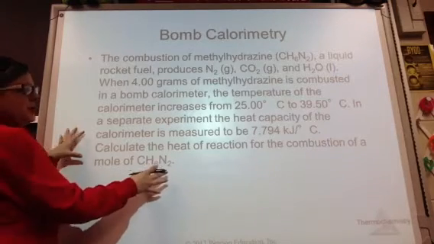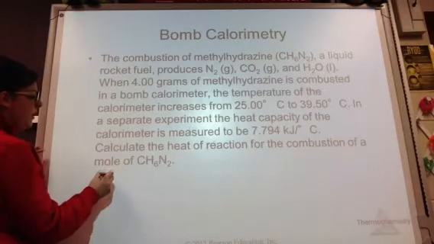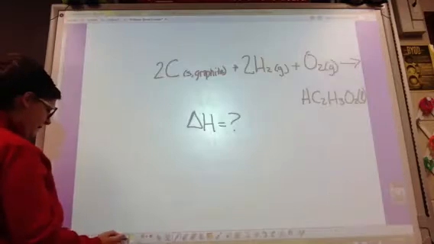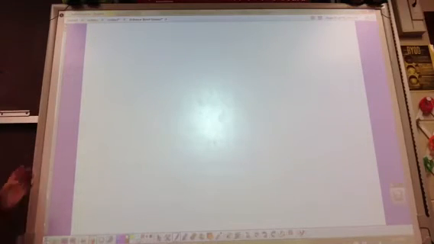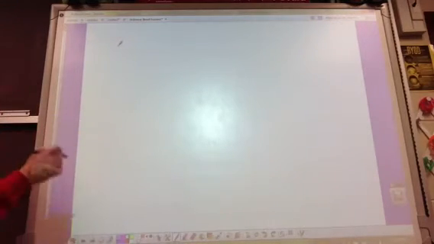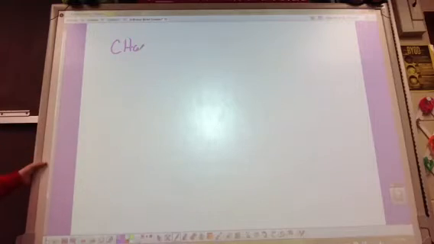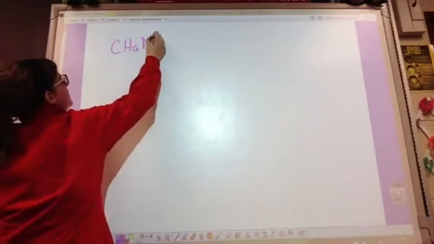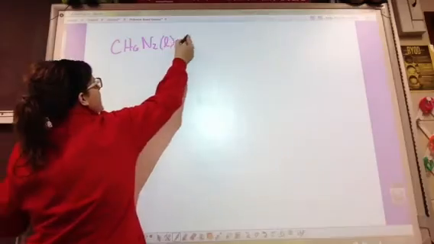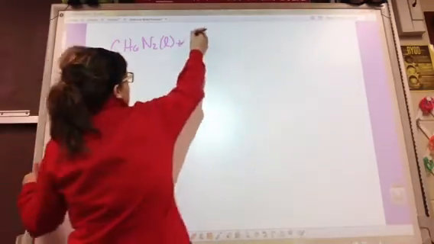I'm going to go off of this onto the Promethean board, so make sure you keep this problem out in front of you as a reference. I know that methylhydrazine was being combusted, so let me write out the reaction. We have CH6N2 as a liquid, and that combusts, so it's reacting with oxygen in the air.